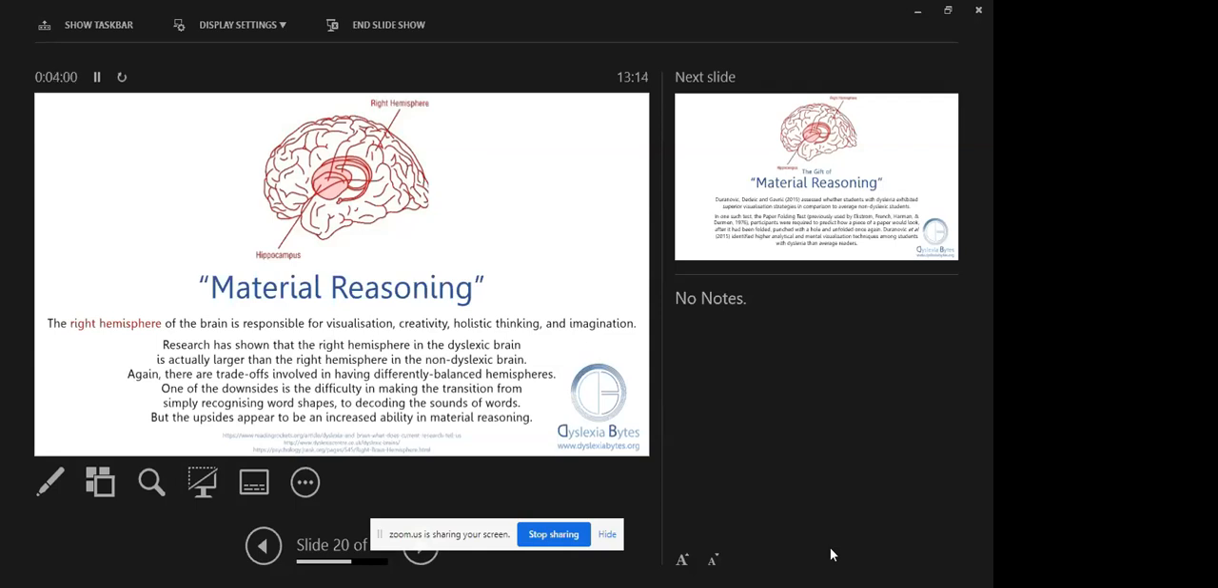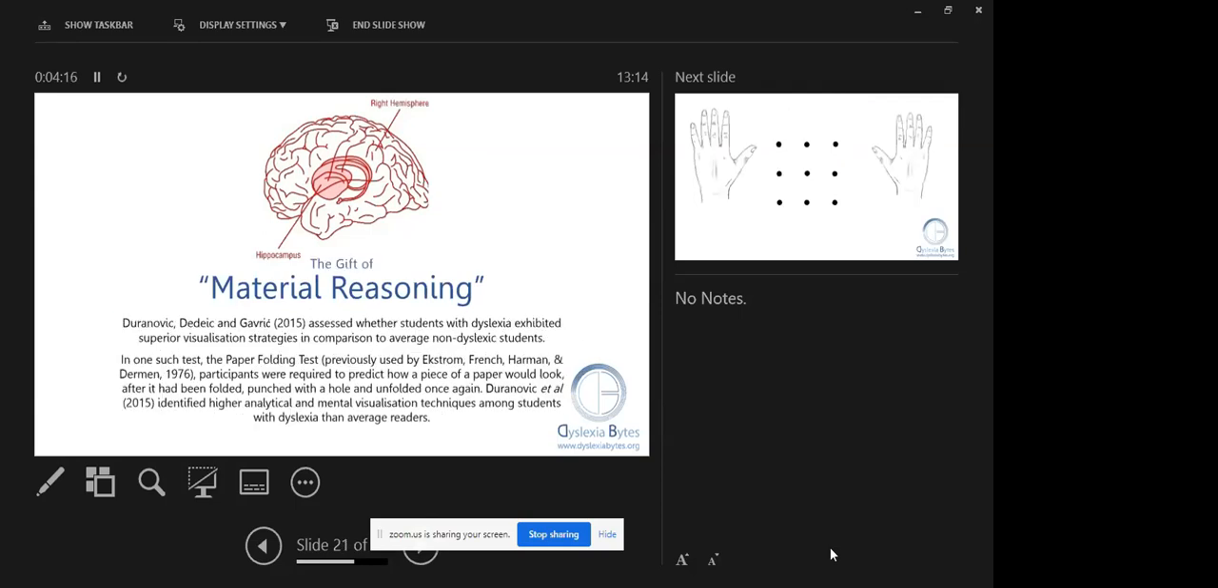It's really, really interesting. One of the downsides is the difficulty in making the transition from simply recognizing word shapes to decoding the sounds of words. But the upside appears to be the increased ability in material reasoning. And these things going together produce this. Duranovic, Dajdic, and Gavic, please forgive my pronunciation. These scientists assessed whether students with dyslexia exhibited superior visualization strategies in comparison to the average non-dyslexic students.